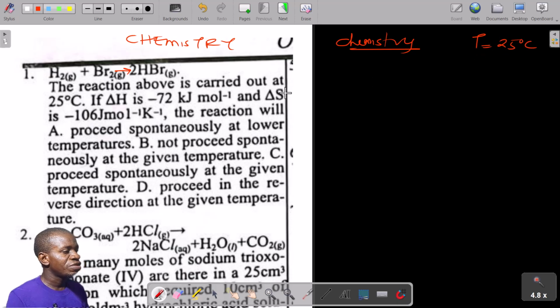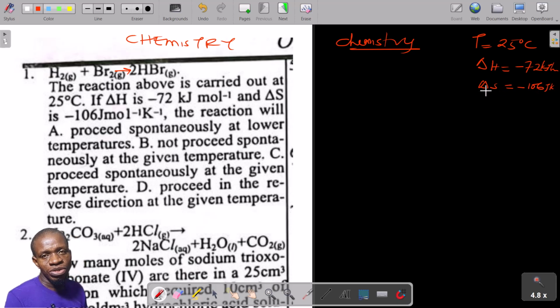Then delta H is how many? The delta H for the reaction is minus 72 kilojoule per mole. All right. And delta S, which is your entropy, is equals minus 106 joule per mole per Kelvin. Now, they say that the reaction will be what?